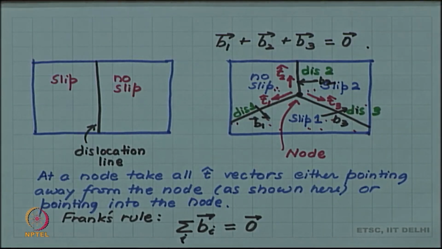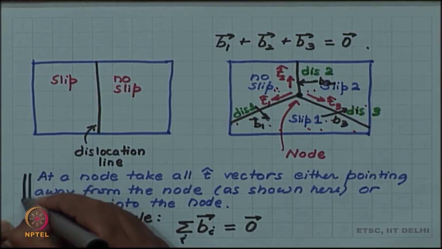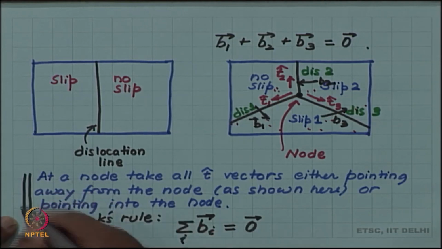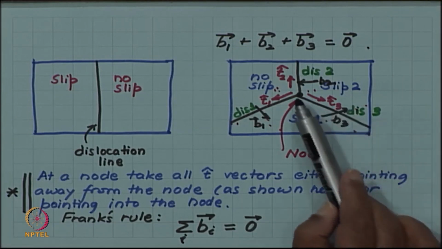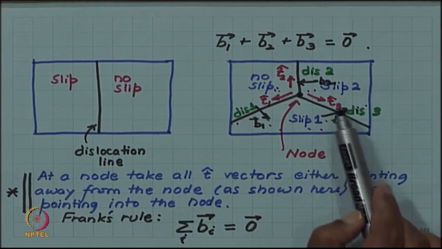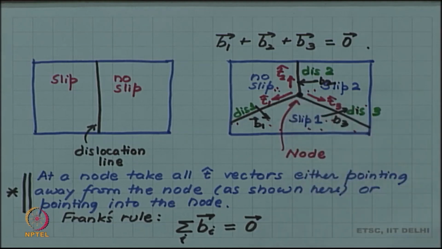So, this is an important rule to keep in mind, but the validity of the rule will depend on this convention. If you take your T vectors arbitrarily, then obviously this will not be satisfied. So, it is important to keep in mind that at the node, either you have to take all the T vectors going out or all the T vectors coming into the node. Then you will have Frank's rule, that the sum of the Burgers vectors at the node will be 0.